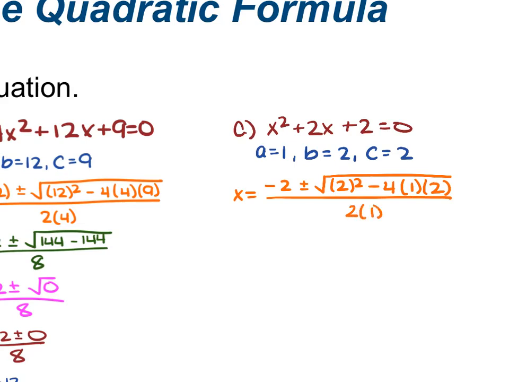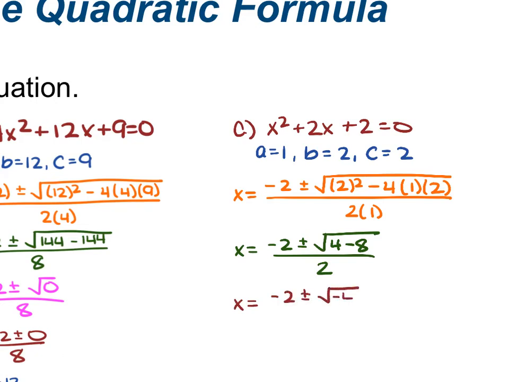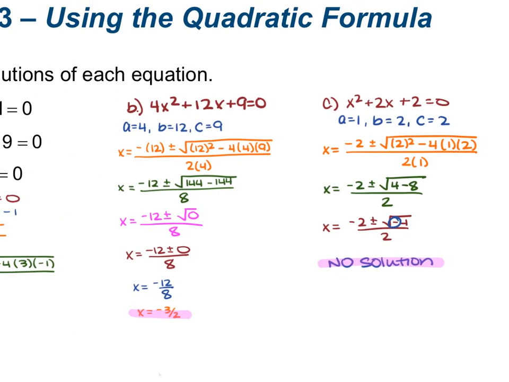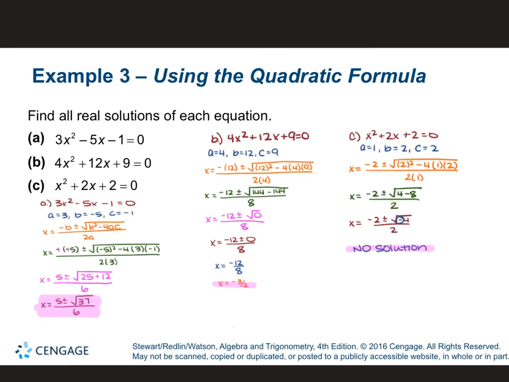So I'm just going to simplify this. I'm going to have x is equal to negative 2 plus or minus the square root of 4 minus 8 all over 2. So x is equal to negative 2 plus or minus the square root of negative 4 over 2. For the purpose of this section, there is a negative underneath that radical, which means we have no solution. You cannot take the square root of a negative, so when that happens, you get no solution.